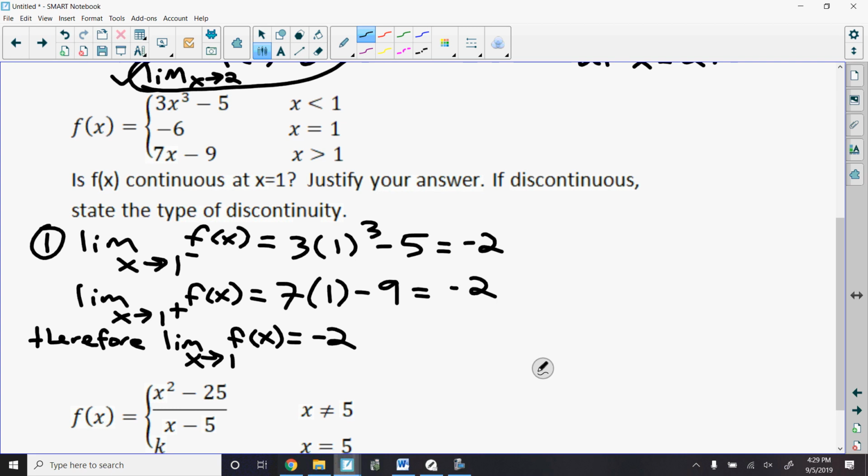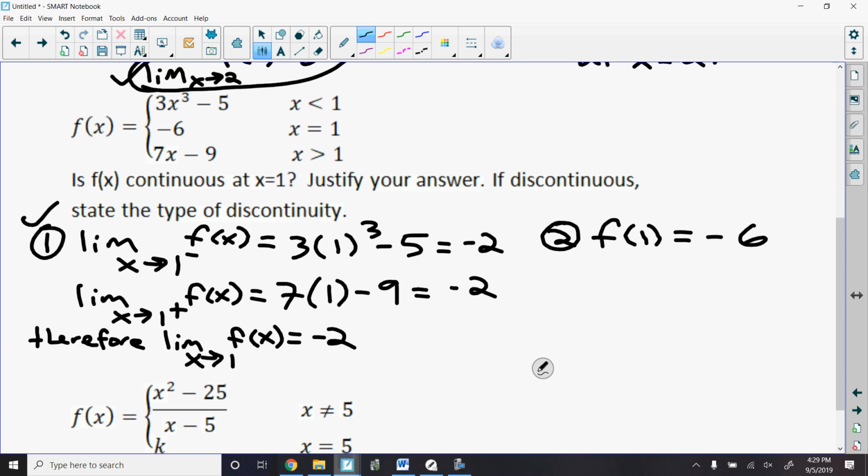Step 2, the function must be defined at 1. Okay, so I need to check f of 1. I don't plug into the top or the bottom because neither one includes 1. I have to use the middle function there. When x equals 1, it says f of x equals negative 6. So f of 1 equals negative 6.